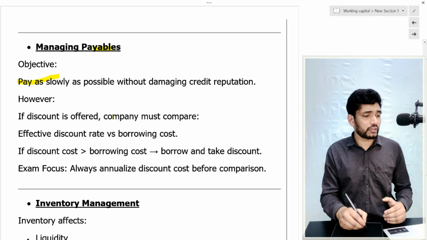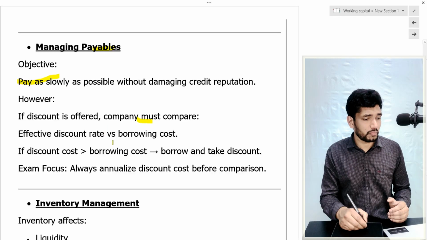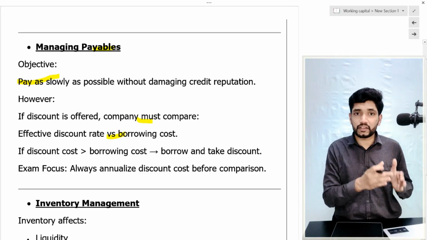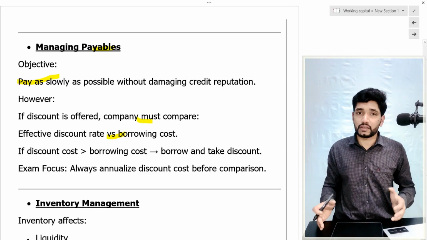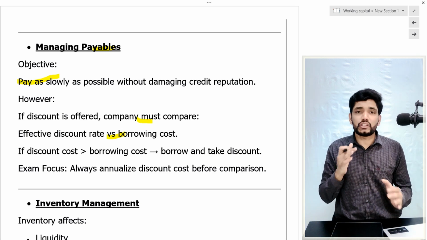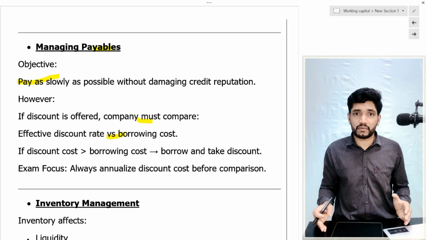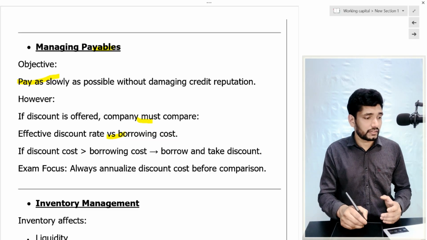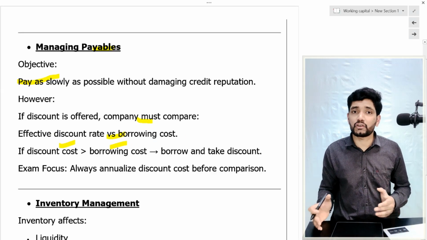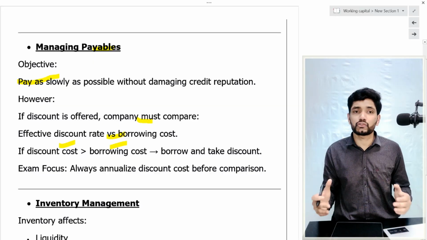However, if a discount is offered, the company must compare the effective discount rate versus the borrowing cost. In some cases, suppliers will offer a discount. That means if you pay within 7 days, you will get a certain percentage of discount. In this case, management has to compare that discount rate with the borrowing cost and make a decision on whether or not to use that discount.